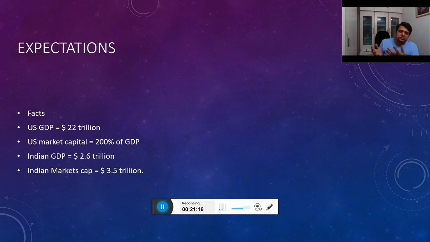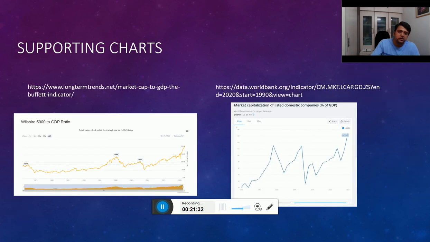You cannot have more money flowing into the stock market than what they have printed or the money in circulation. So it clearly tells you that the money is not reaching each and every corner of this country, each and every person. Now this is the supporting chart for my claim. This is the situation of US 5000 shares to GDP ratio, which some people call the Buffett indicator.